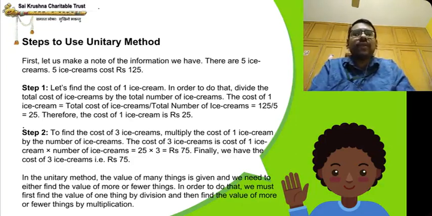In the unitary method, the value of many things is given. We need to either find the value of more or fewer things. In order to do that, we must first find the value of one thing by division, then find the value of more or fewer things by multiplication.